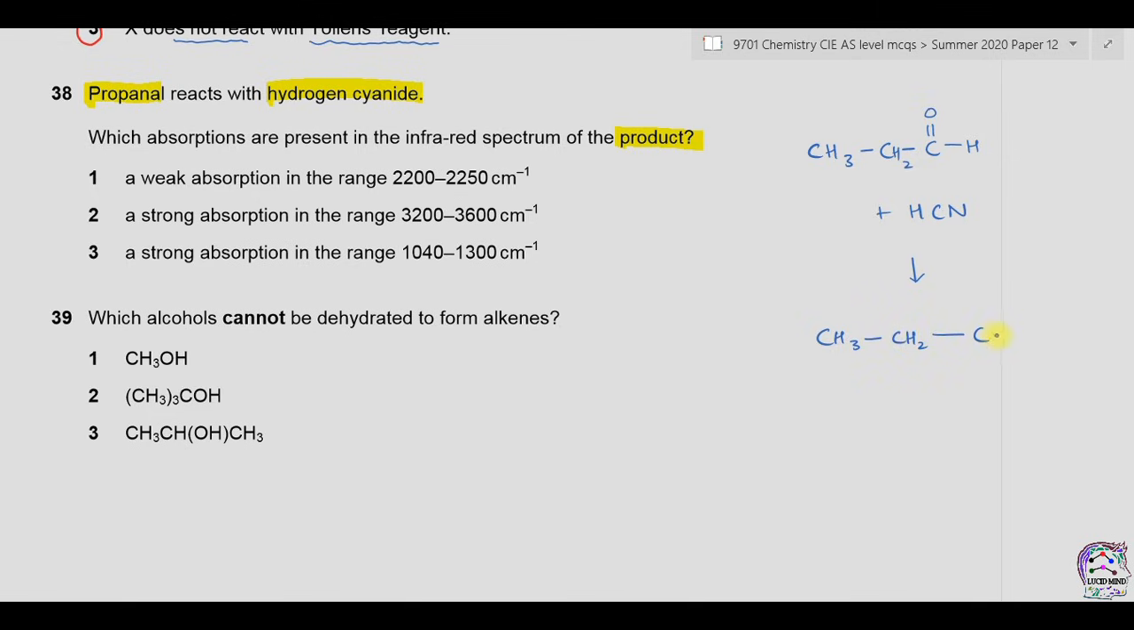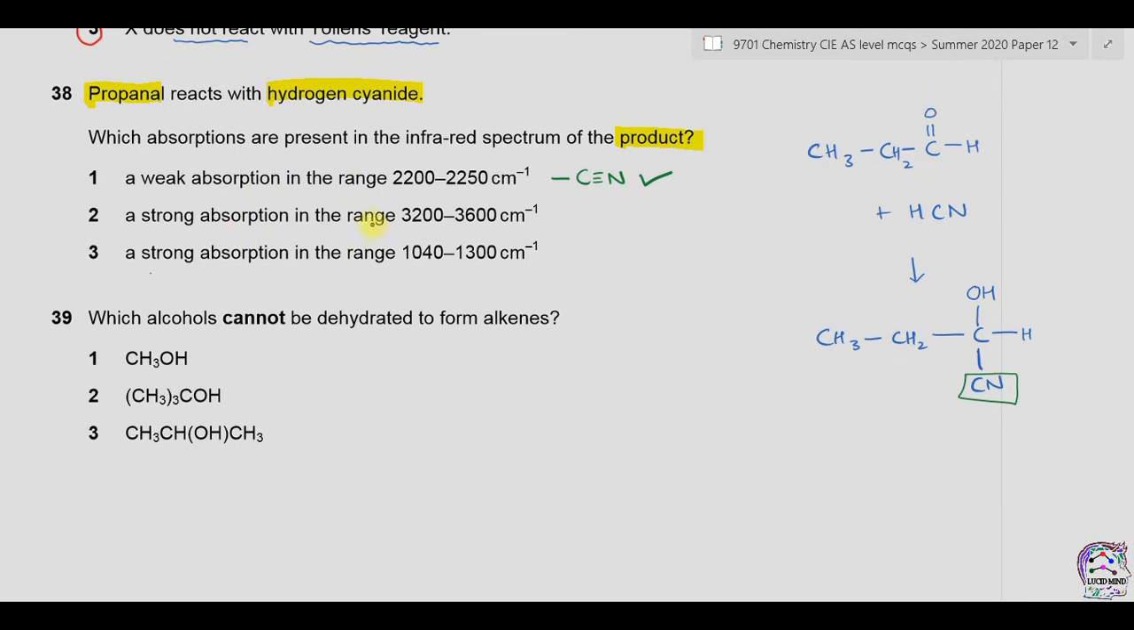So CN is attached to partial positive carbon atom and double bond oxygen converts into OH later on. So this is the product that is formed. One says a weak absorption in the range 2200 to 2250 per centimeter. From the data booklet we know that this is because of the presence of cyanide. And as cyanide is present in our product, so therefore this is the possible peak.